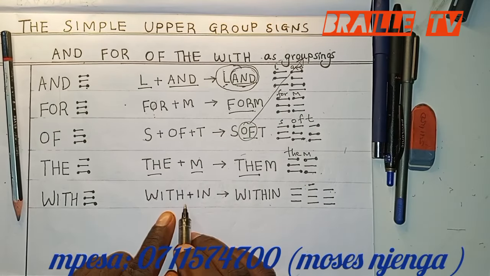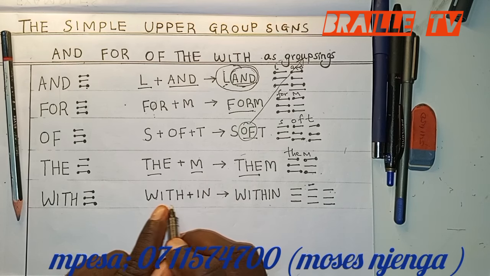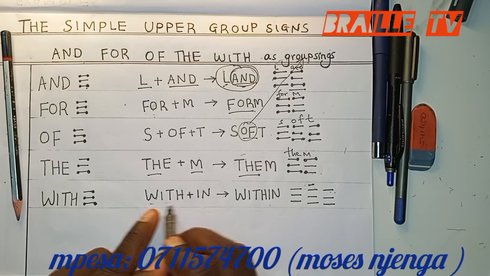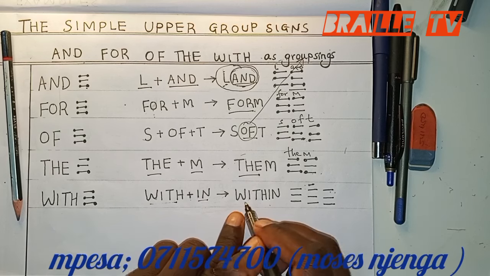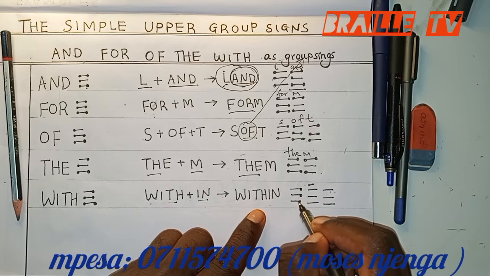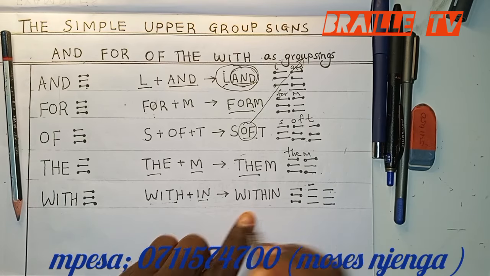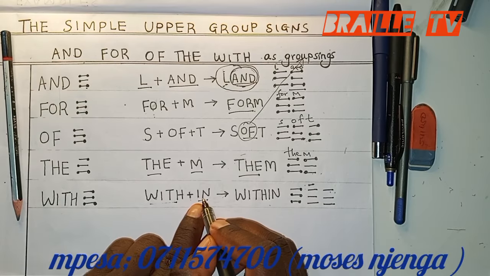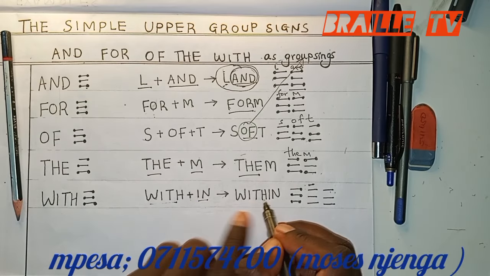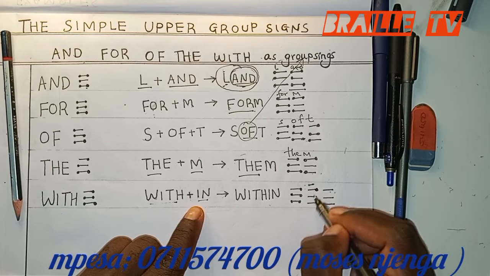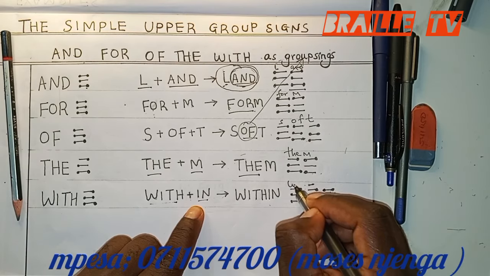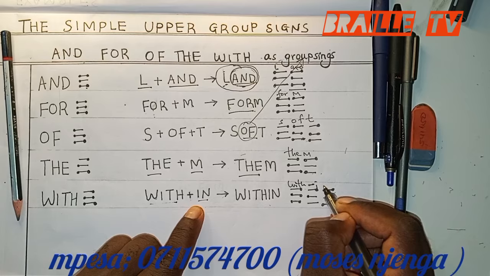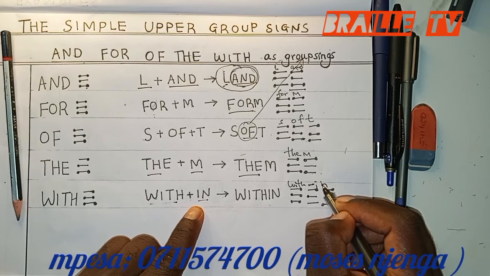Let us come to the last example. Within, whereby you have taken with, and we have added in, and we said with is written like this. So with, you contract with, I said with is written like that, and then you add in to come up with the word within. Then you write with, and then you write in. Okay, so that's the word within, as simple as that.